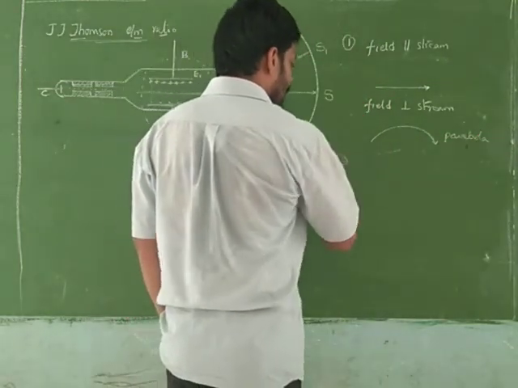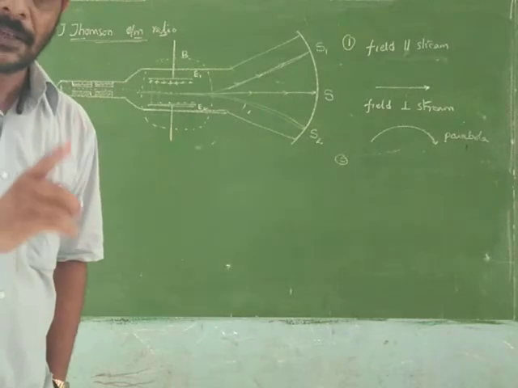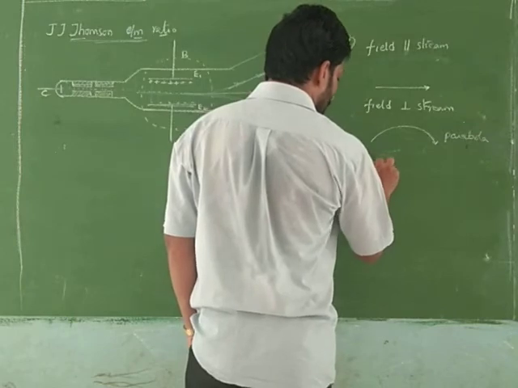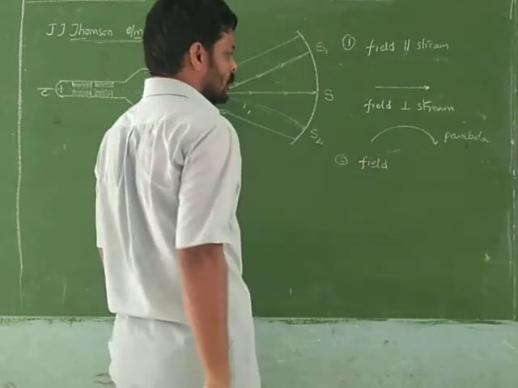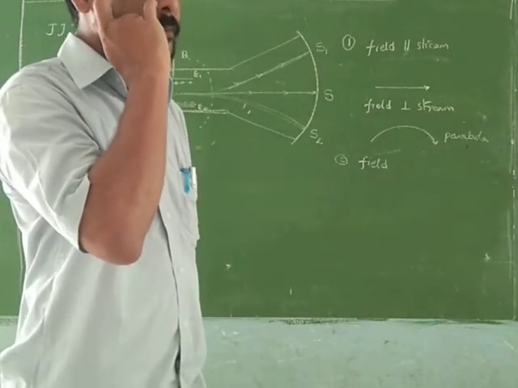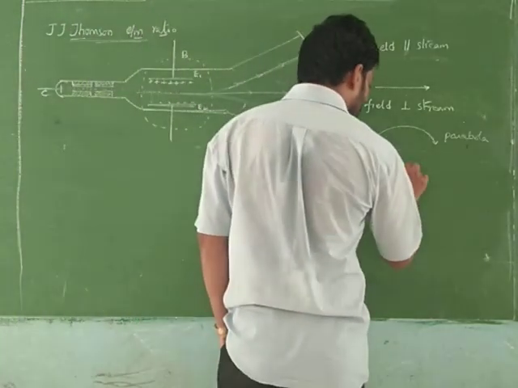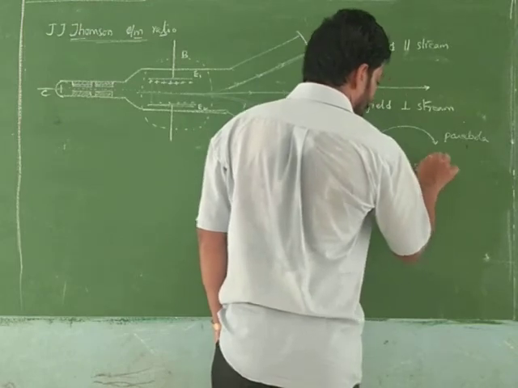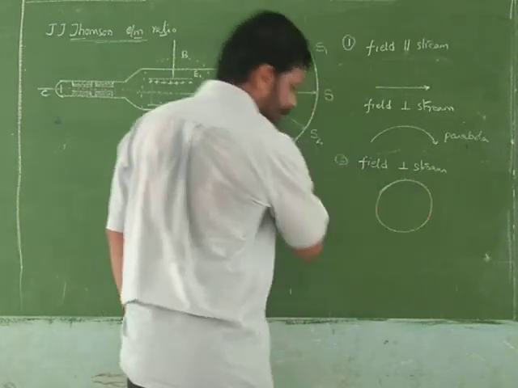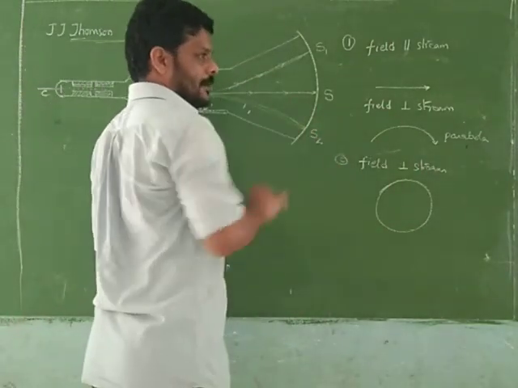Next, second, if the particle is entering with a particular velocity into the magnetic field, parallel to the field, without any deviation they just pass through, and there is no external force acting on them because V and B are parallel to each other. When V is perpendicular to B, so the field is perpendicular to the stream of particles, then the particles move in a circular path.